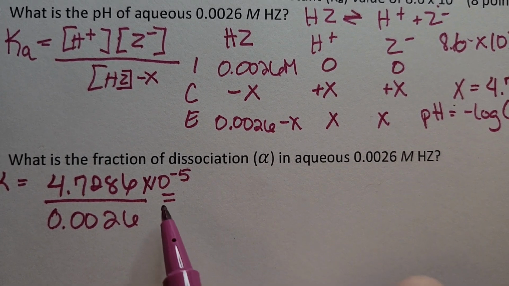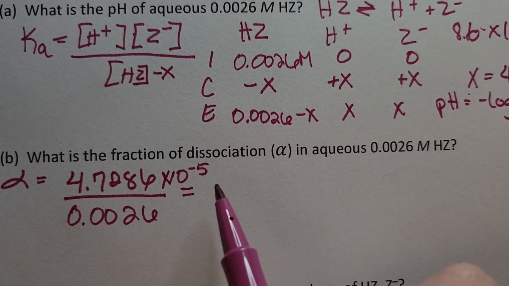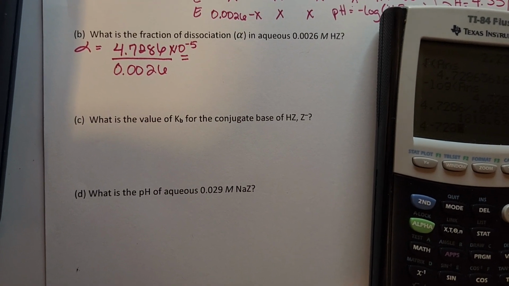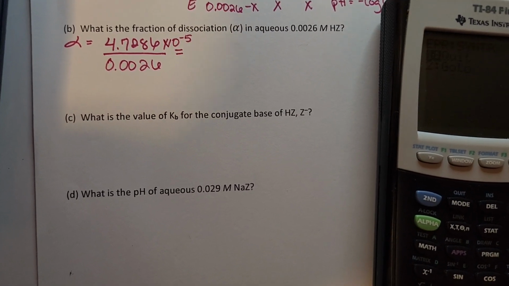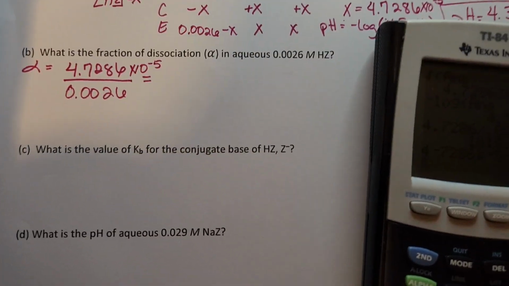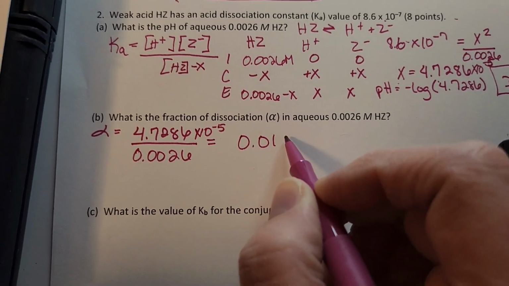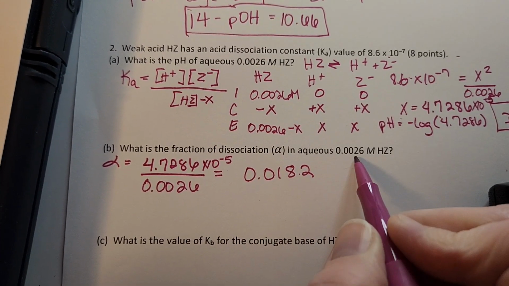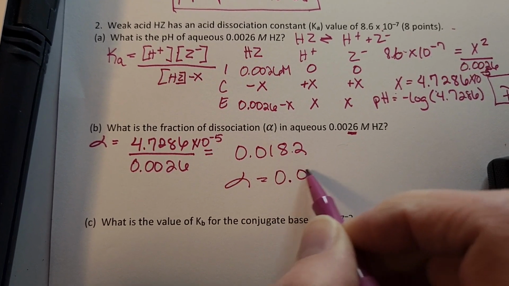Okay, so I actually did not write the times 10 to the negative 5 here on this alpha concentration, and that does make a big difference. So let's key this in to the calculator. Alright, and this is going to give us a value of 0.0182 technically, but we're going to keep with our two significant figures, so our alpha value is going to be 0.018 there.